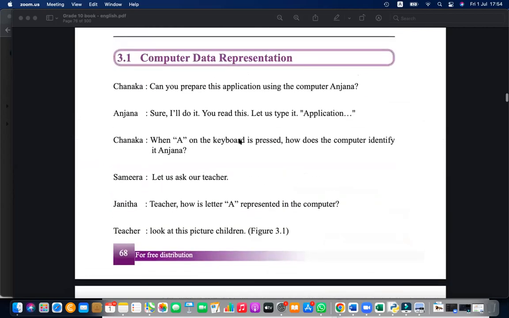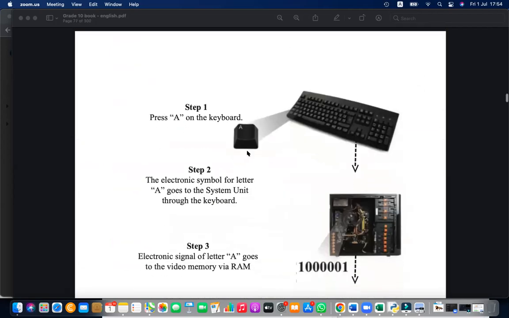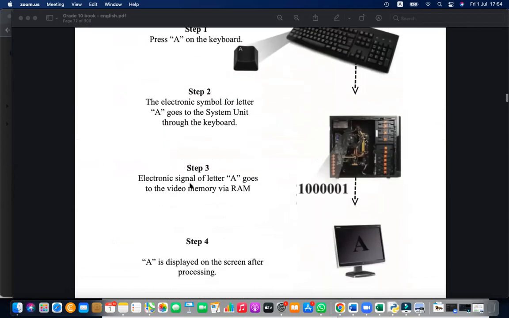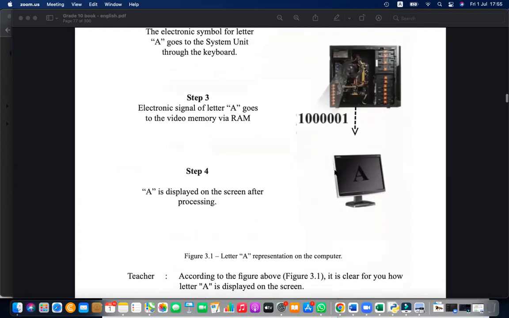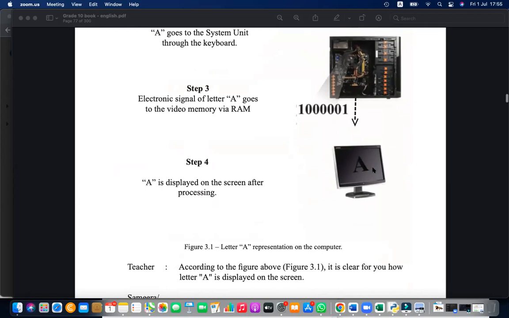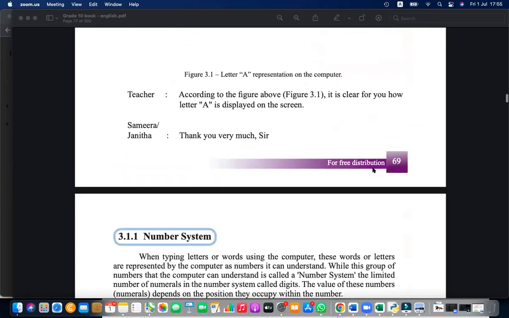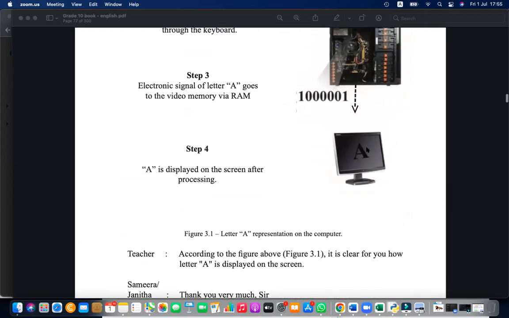Here, when A on the keyboard is pressed, how does the computer identify it? It will be sent to the system. And A is an electric signal. That signal is, you can see, 1, 5 zeros, 1. That is what we discussed. Then after that, I said how it is displayed on the screen as well. How is A displayed? By coloring the pixels.